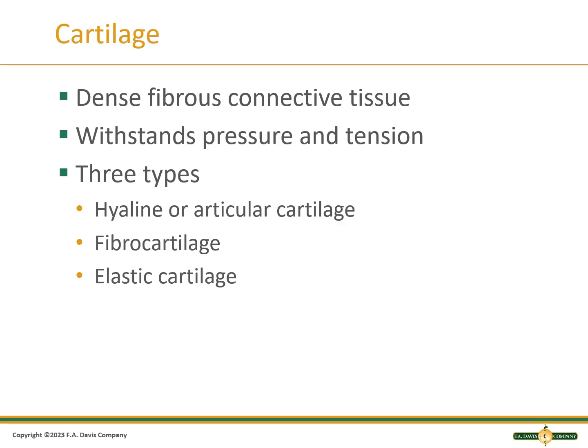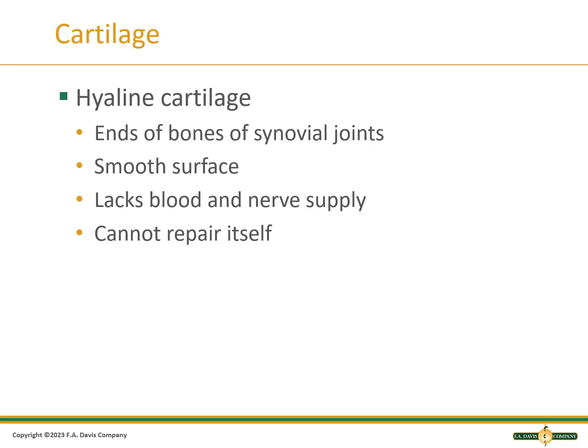Cartilage is a dense, fibrous connective tissue that is designed to withstand pressure and tension, and we have a few different types of cartilage within the body. Hyaline, or articular cartilage, covers the ends of bones in synovial joints in order to create a smooth surface. This cartilage lacks blood and nerve supply and can't repair itself, so it needs to be protected.